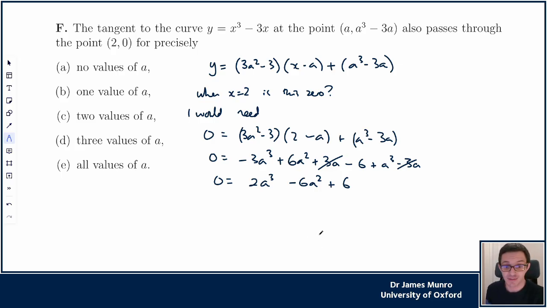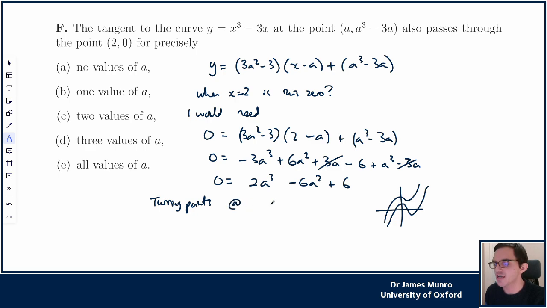It's a cubic in terms of a, and I'd like to know how many solutions it's got, how many roots it's got. Is it the sort of cubic that goes up and down like that, or is it the sort of cubic that has 3 roots like that? Sometimes it's hard to tell. Let's try and find the turning points. Because it seems to me that if the turning points are one above the x-axis and one below the x-axis, then we're done. So the turning points happen when 6a squared minus 12a is equal to 0, i.e.